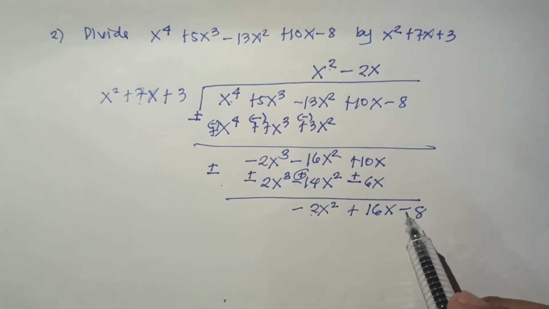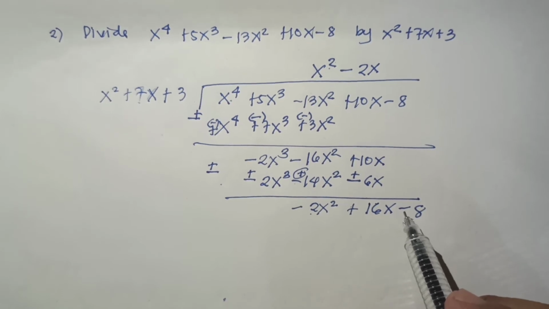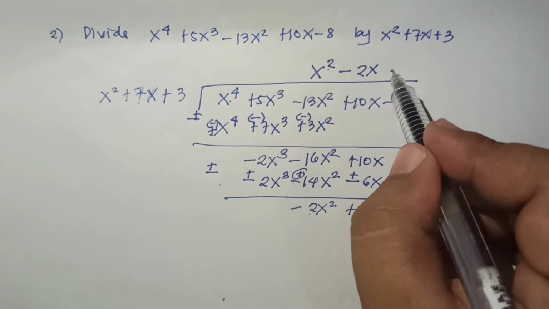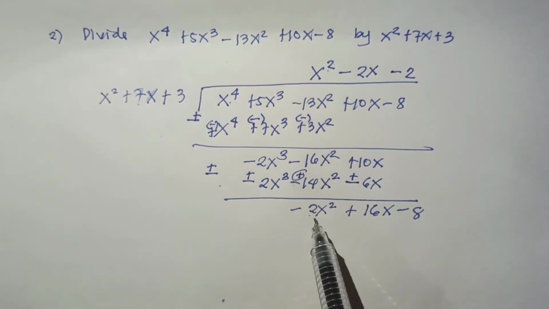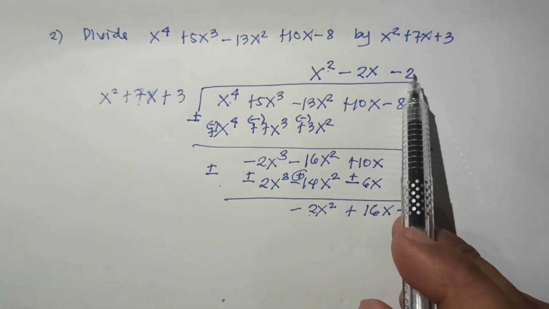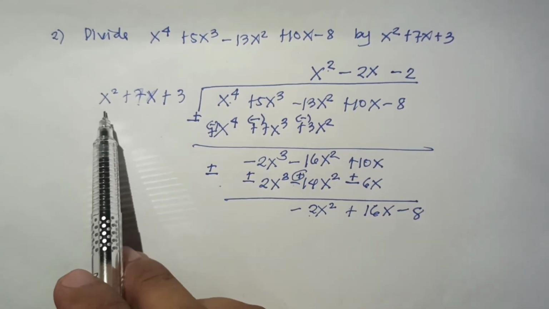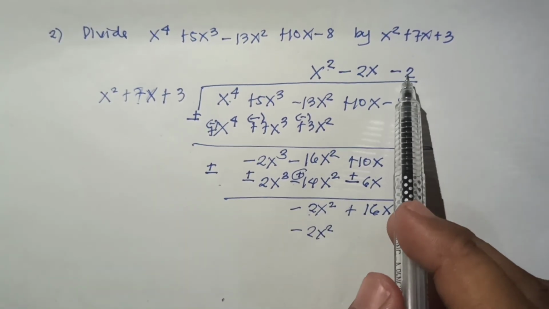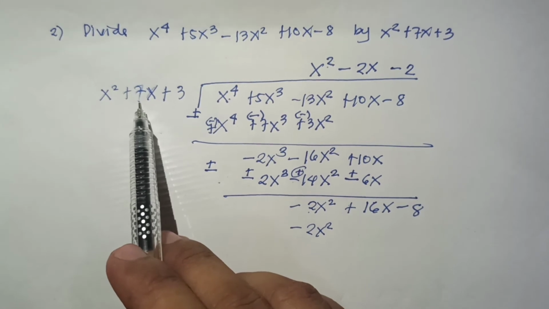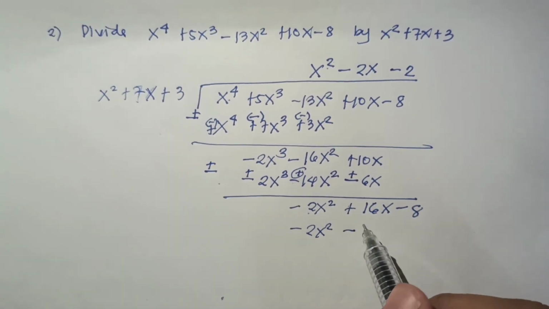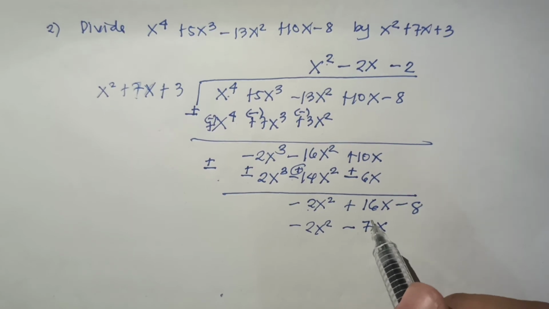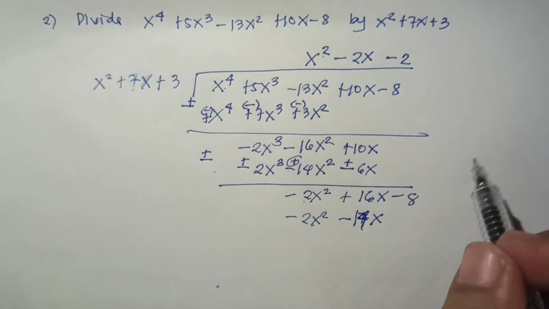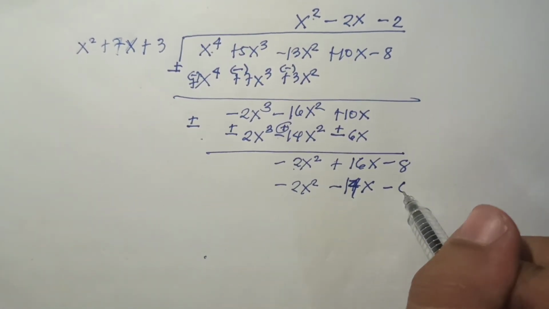Next we have negative 2x squared. This will become minus 2. Negative 2x squared divided by x squared is negative 2. Negative 2 times x squared is negative 2x squared. Negative 2 times 7x is negative 14x. Negative 2 times 3 is negative 6.